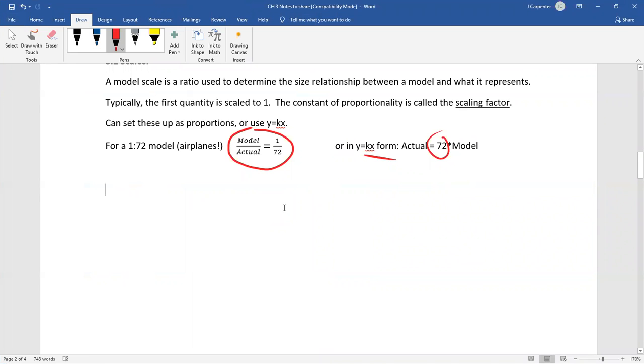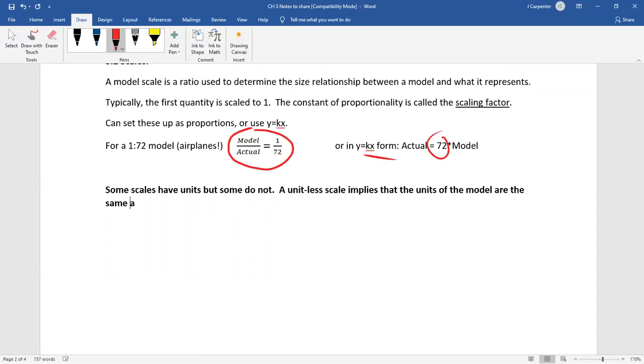All right. So some scales, I would actually say most scales. You know what? I don't want to use most. We'll say some. Some, maybe most scales have units. Some do not. A unitless scale implies that the units of the model are the same as the units of the actual.